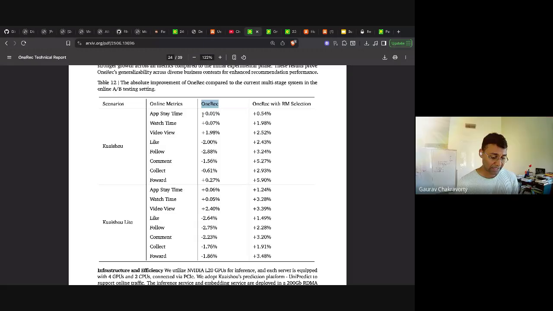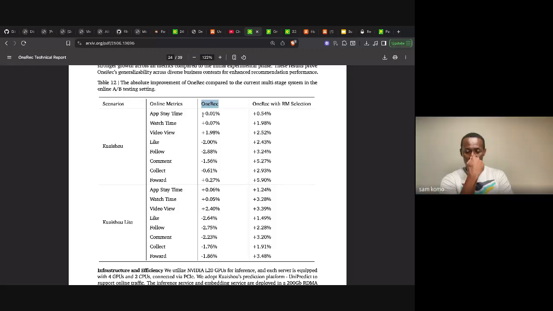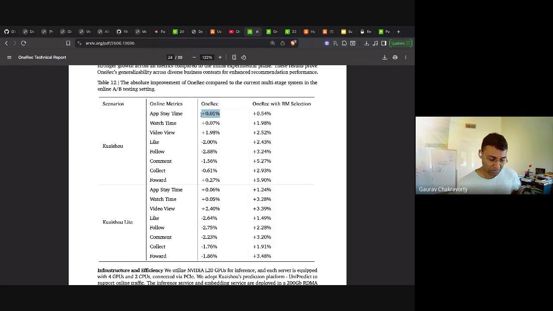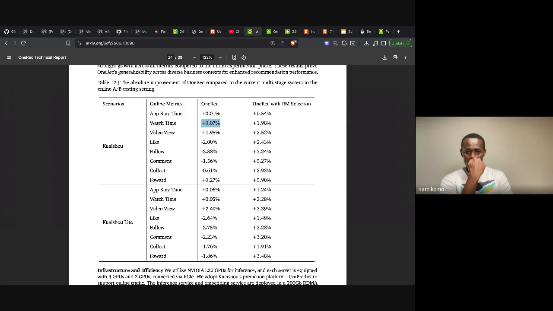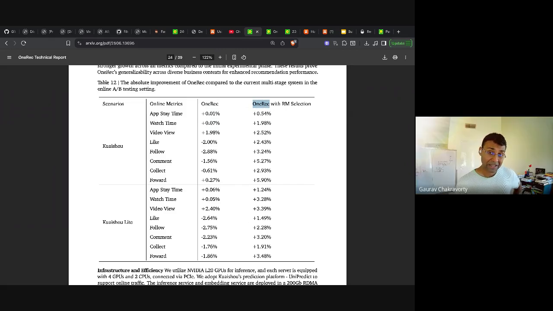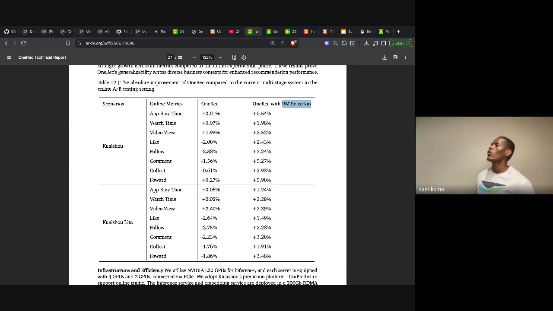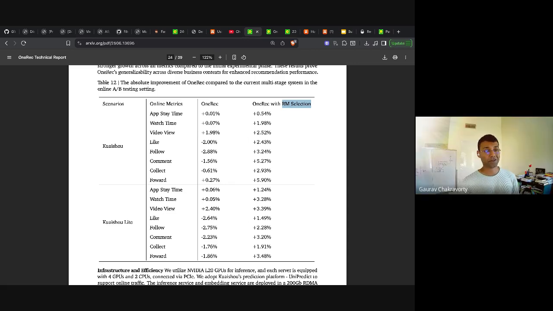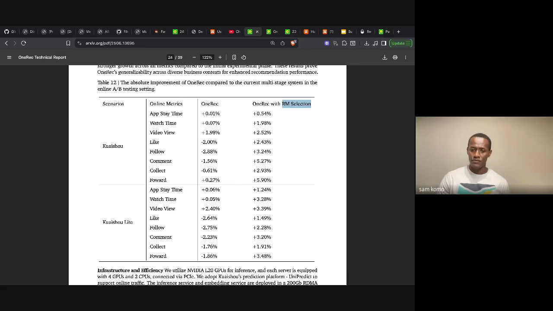They actually show that the single system is good enough. It is better than the current cascaded system. OneRec compared to the current production shows improvements. But if you take OneRec and take the top 128 items, and after that you still do your ranking model and value model, in a way this becomes a generator. Yes, not only a generator, but yes.